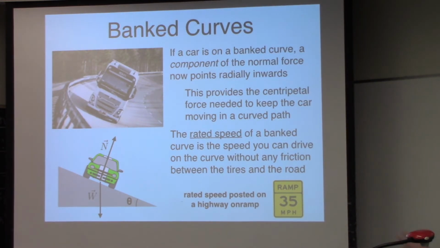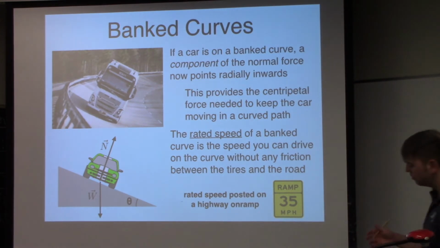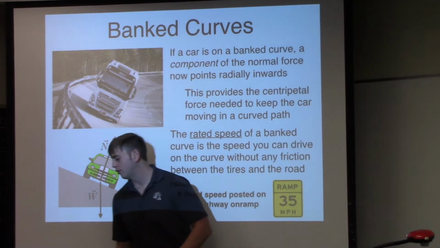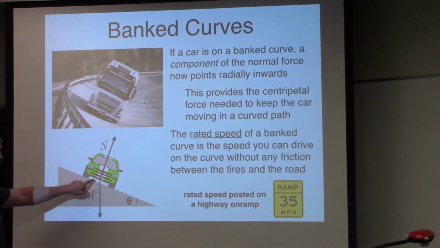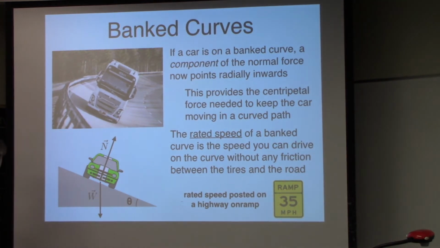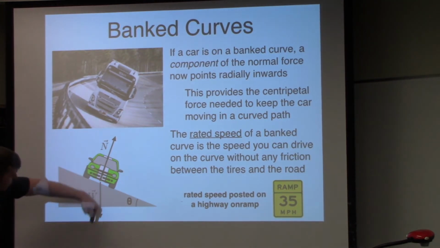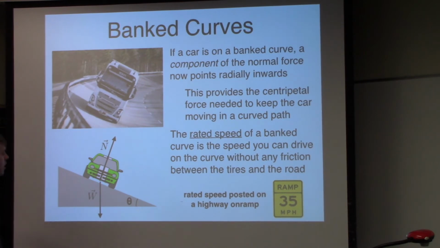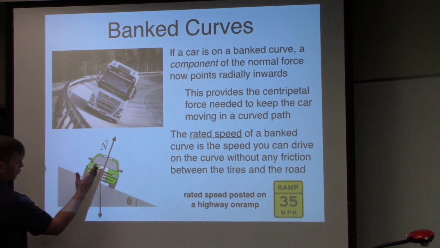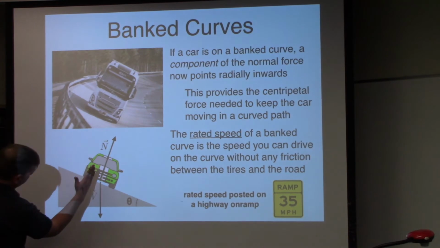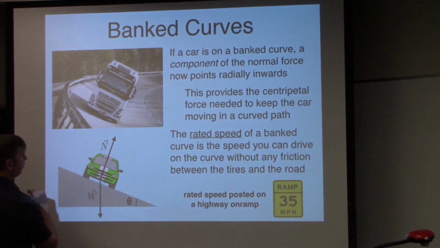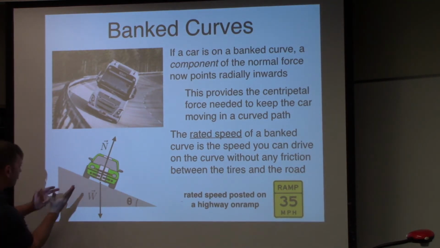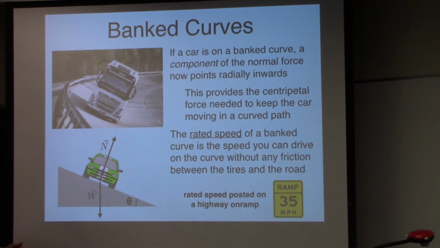If there's a banked curve, now there's going to be a component of your normal force from the road, which is pointing radially inwards. So let me just give you some sense of what this looks like on a force diagram, okay? This shows a car which is on a banked curve. The weight is going straight down as always, but now the normal force is not pointing straight up. It's like it's on a ramp where the normal force points perpendicular to the ramp, and it's pointing up and to the right in this picture, okay?